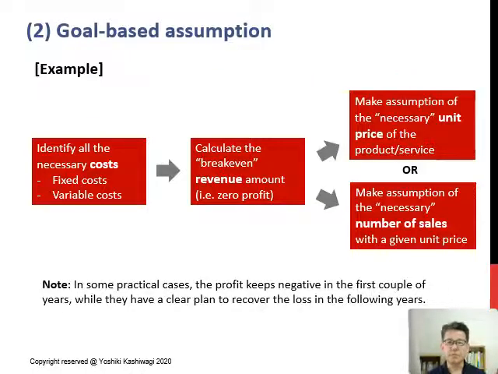This is an example. Let's start from the red box from the left-hand side. I want you to identify all the necessary cost assumptions. In this case, you can make assumptions for fixed costs. Fixed cost means it doesn't change based on some parameters like sales numbers. If the more you sell, the more you have to pay the cost, that is not fixed cost. That is a variable cost.